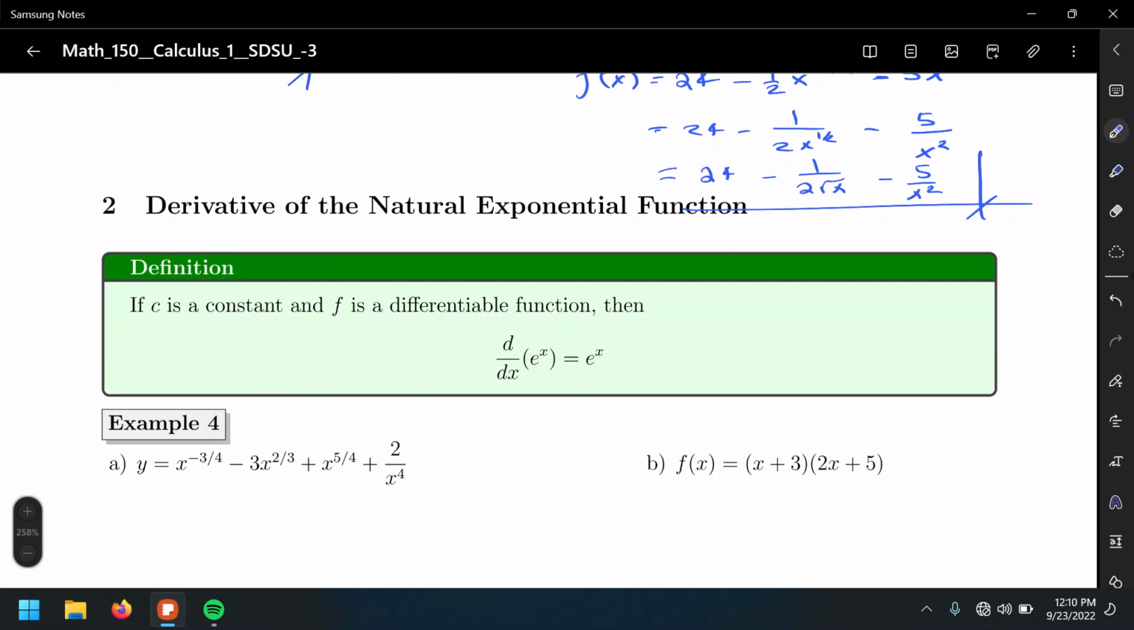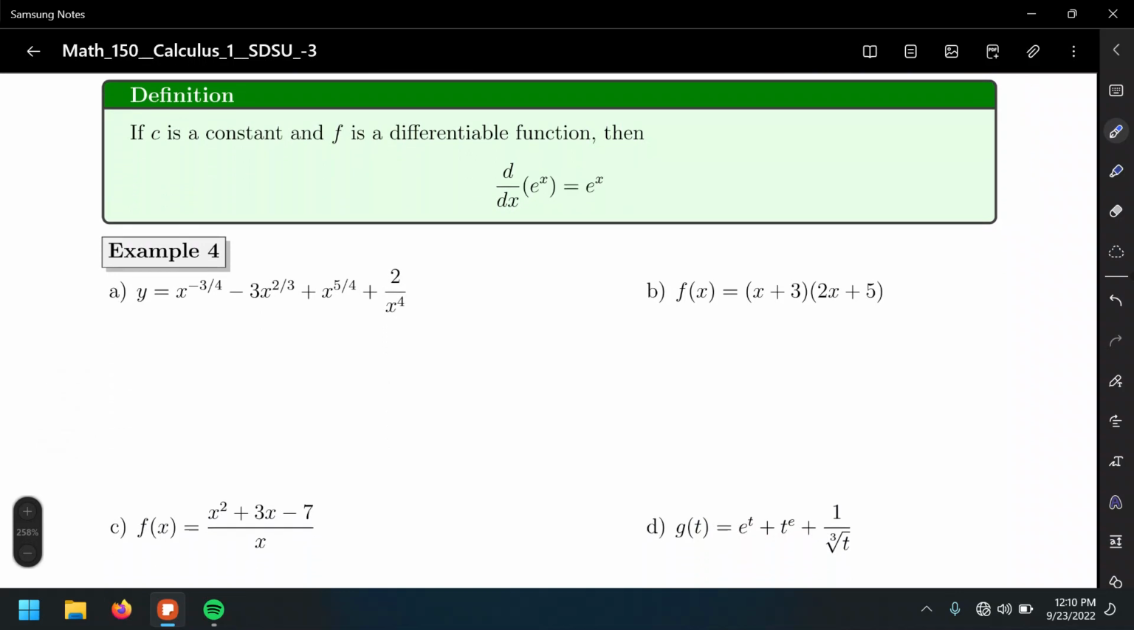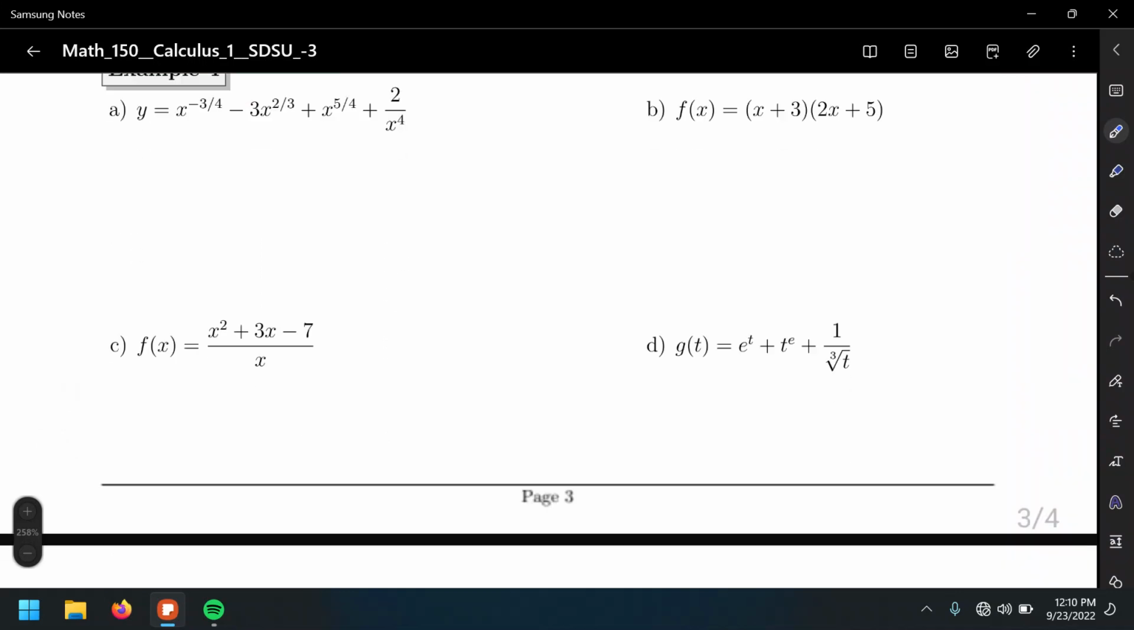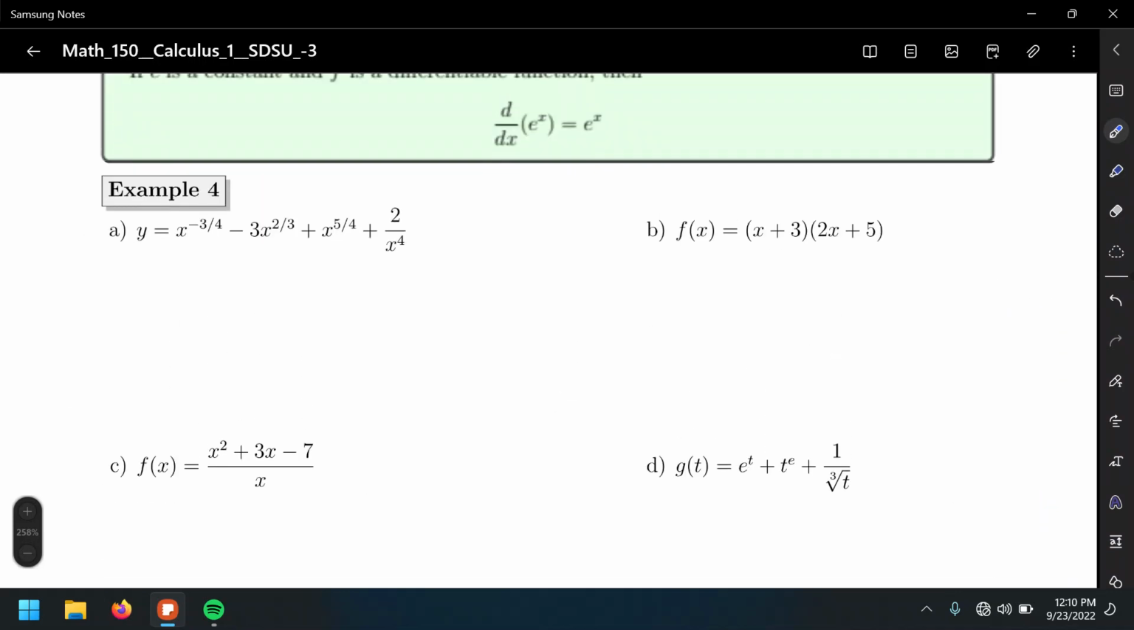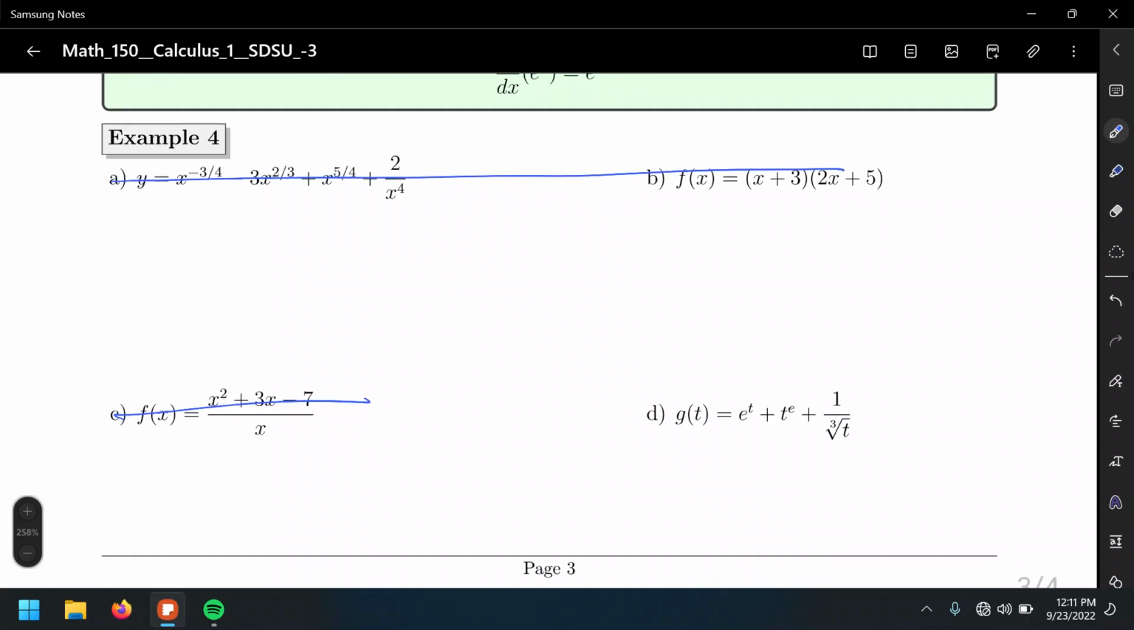So let's do a couple of exercises in which we incorporate the e to the x. Actually, I was supposed to scrap a through c right here, so we don't do those today. So I'm going to do letter D.